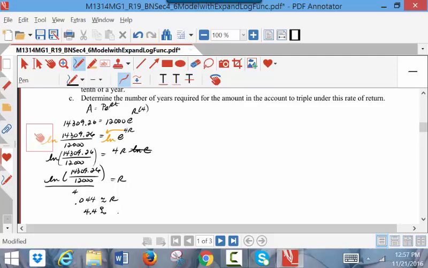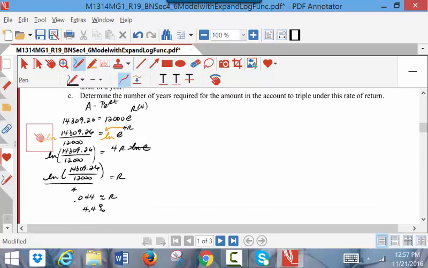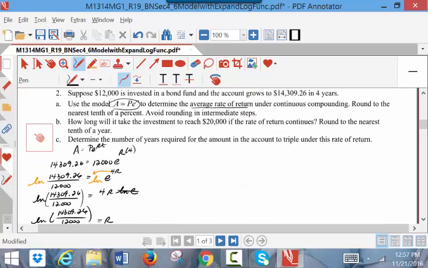All right, so what does Part B say? How long will it take this investment to reach $20,000 if the rate of return continues? In other words, if you stick with this rate of return that we just found, 4.4% or 0.044, how long will it take your amount to reach $20,000? Okay, so this is part A. This would be part B.